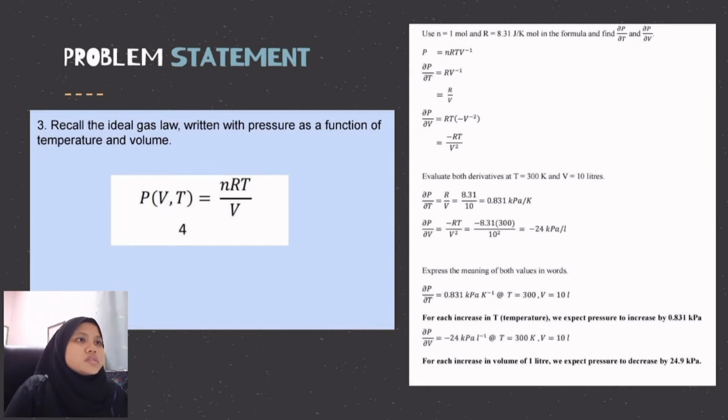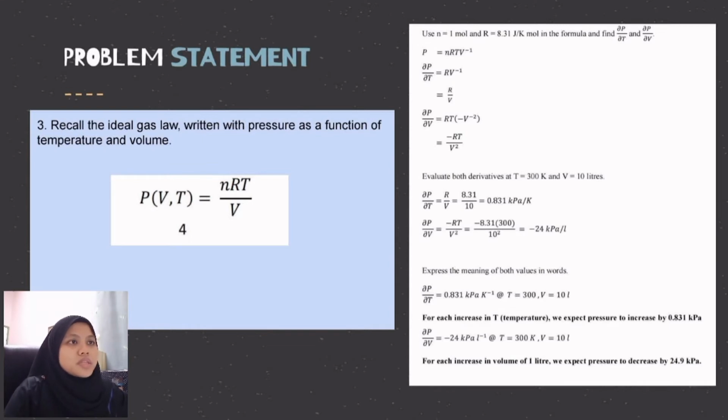Okay, R is already given. It is 1 and 8.31. So first we should find the pressure with respect to the temperature and pressure with respect to the volume. To find the rate of change, we should use the first derivative.